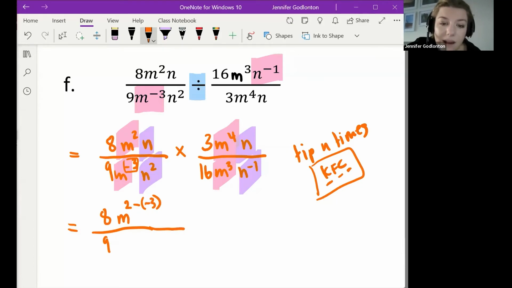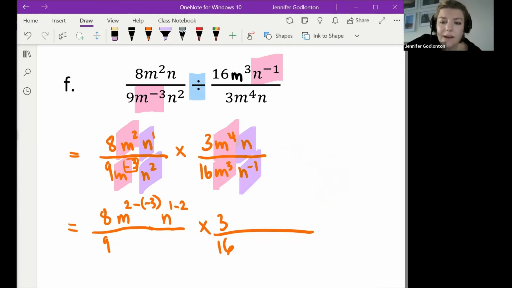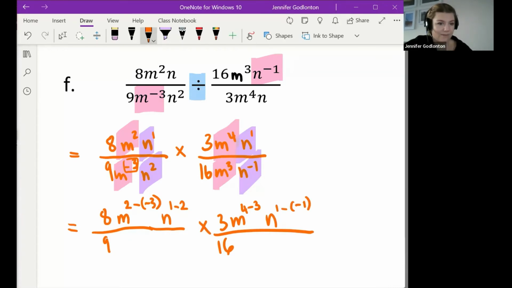Then I'm looking at my n's. That would be a 1. So I would have 1 minus 2 times 3/16. And guys, I am doing this the long way. There are much quicker ways to do this. I just am writing it all out so that everyone can see what's going on. For my m's, I'm going to say m to the power of 4 minus 3. Then I'm looking at my n's. I've got n to the power of 1 minus -1.